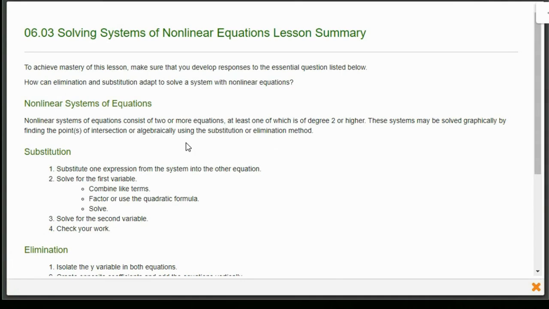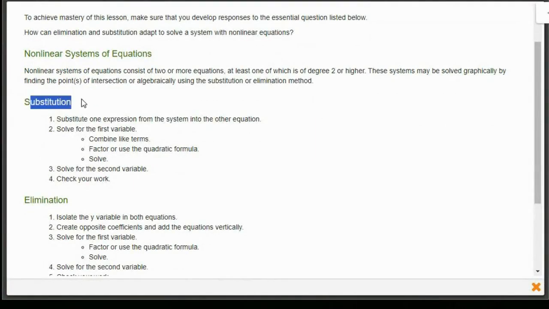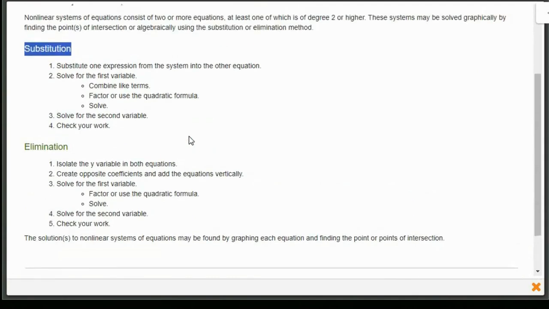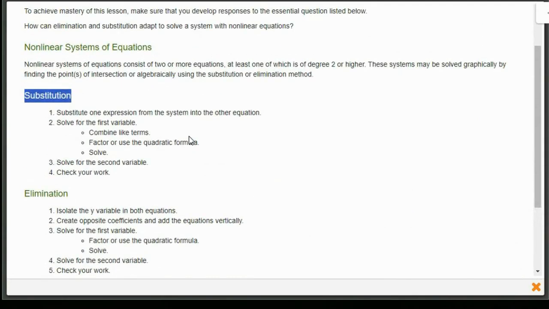Here's our lesson summary. Solving systems of nonlinear equations. So again, substitution and elimination work just like they did with linear. You just have a little different math to do when you have a quadratic equation, right? You've got to factor it or use the quadratic formula, something like that with the quadratics. But otherwise, it's still going to be the 2 points or the 0 points or the 1 point they have in common.